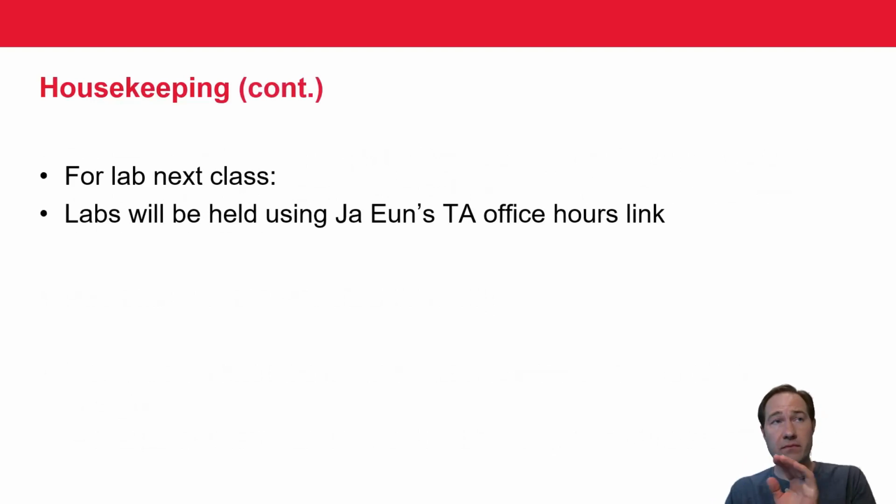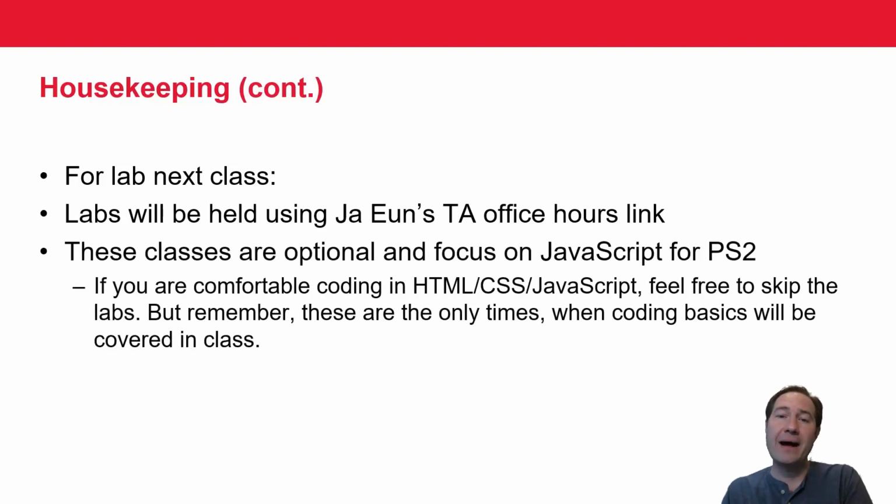For the lab during the next class on Wednesday, this is going to be during the normal office hour time, which is our normal class time. So Wednesday at 3, Jaun will have her office hour link ready. Again, these are optional classes and are really going to focus on JavaScript, particularly as it pertains to helping you do PS2. If you're comfortable with the HTML, CSS, JavaScript world, you can skip. Remember, these are the only times that we're going to do coding basics in class.